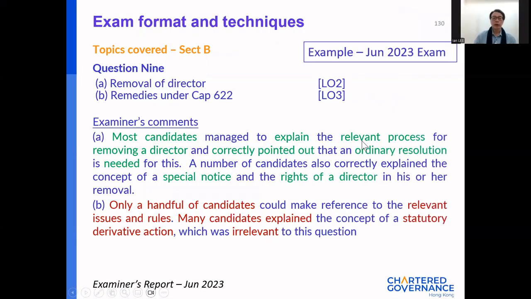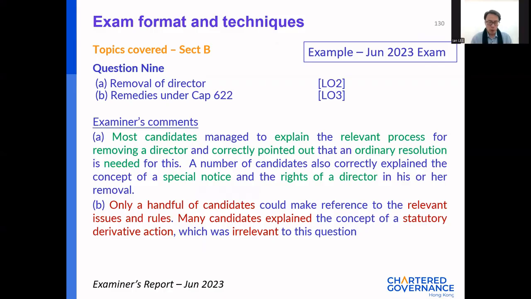So removal of directors and the remedies are under learning outcomes 2 and 3. So let's look at the examiner's comments. You can see, very good. Most of them were able to explain the relevant process for removing a director, correctly point out the ordinary resolution and special notice requirement and the rights of directors.